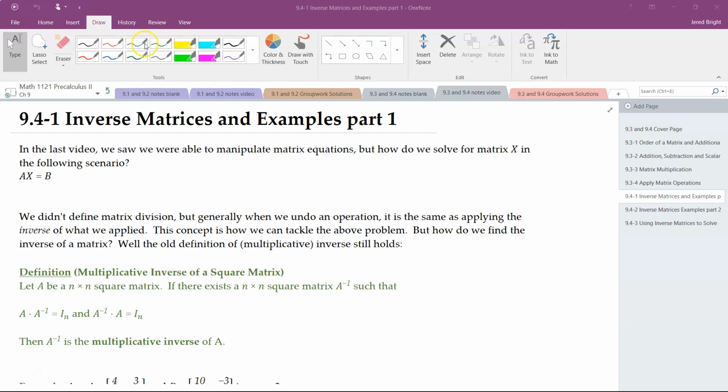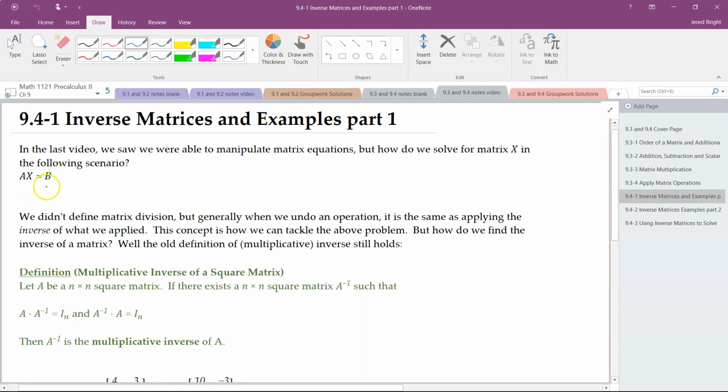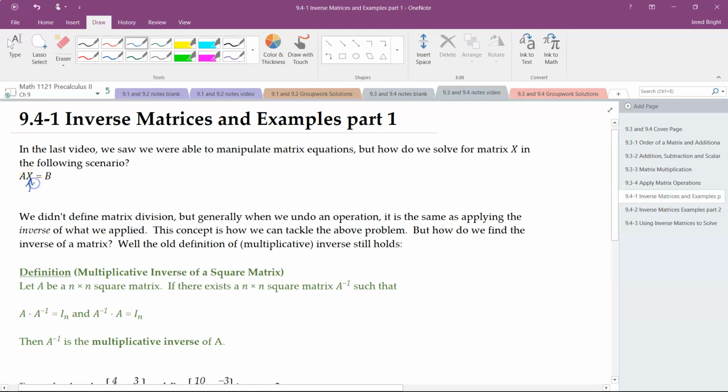Alright, in the last video we were able to manipulate matrix equations. So something like AX plus B, we were able to find X, right? But how do we solve for it here? Well, normally you would do X is equal to B over A, but the question is, how do you define dividing by a matrix?